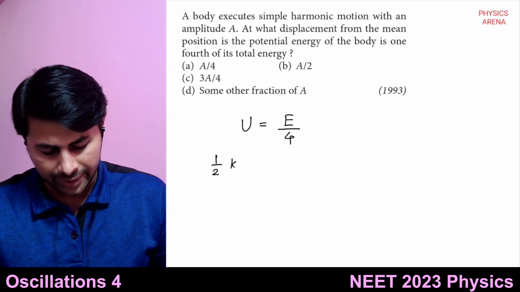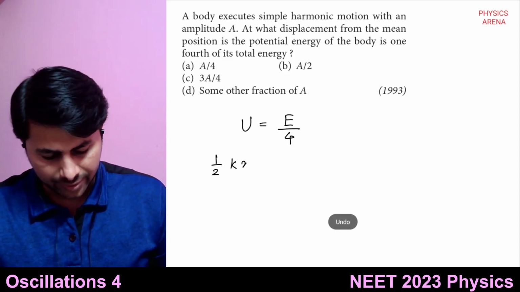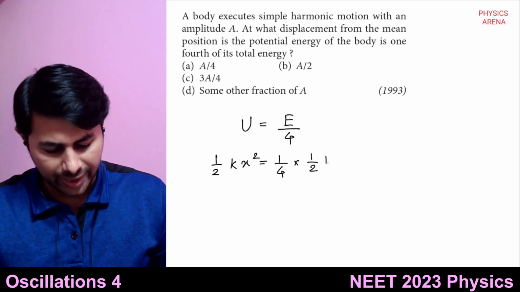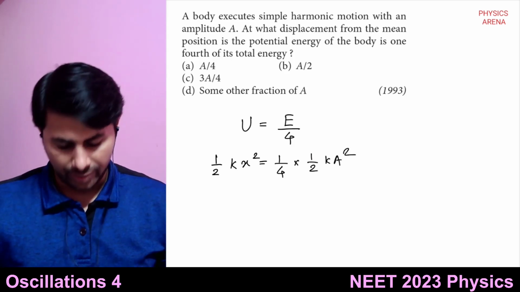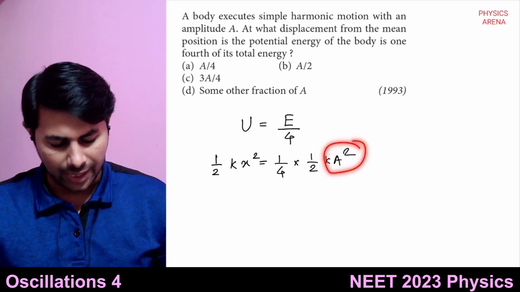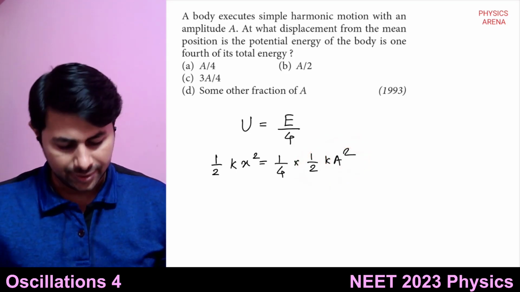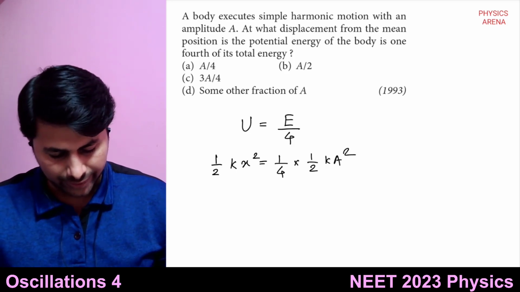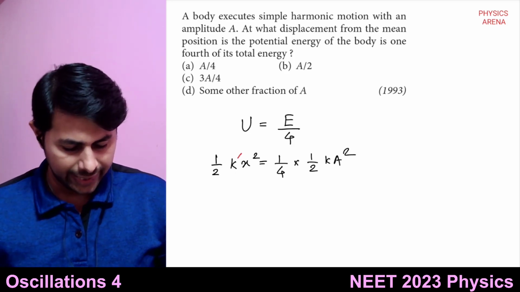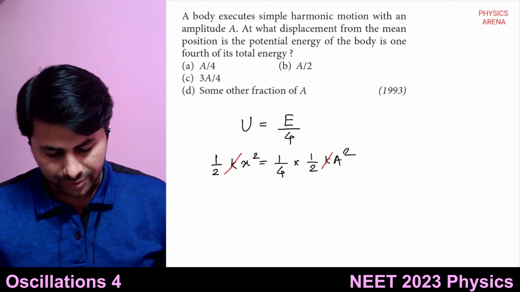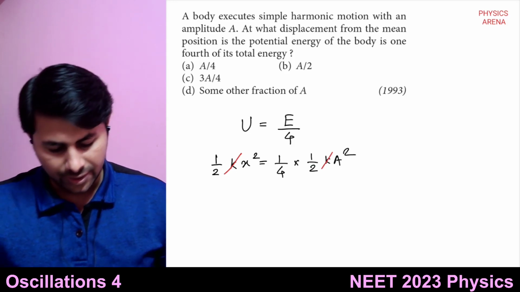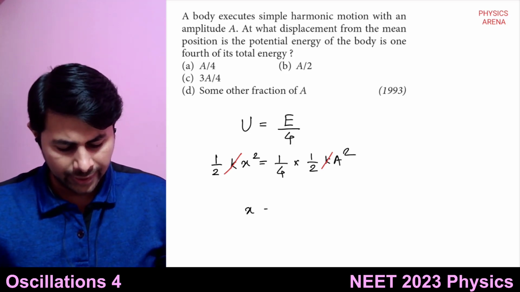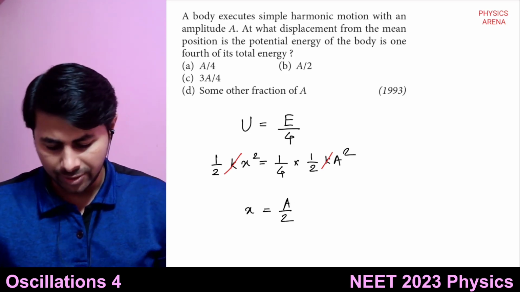Half of k into x square is equal to 1/4 of half of k a square. Okay, this is E. Half k a square is E, right? So then this k and k gets cancelled. Half and half gets cancelled. X square is equal to a square by 4. So x is equal to a by 2.